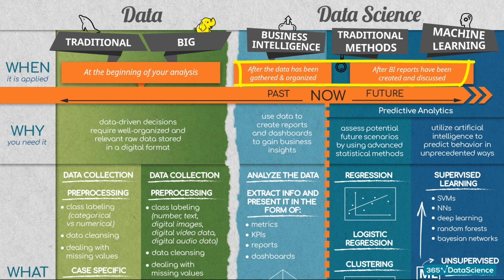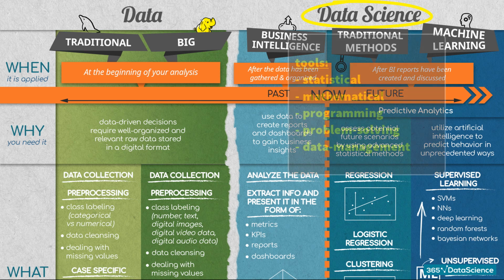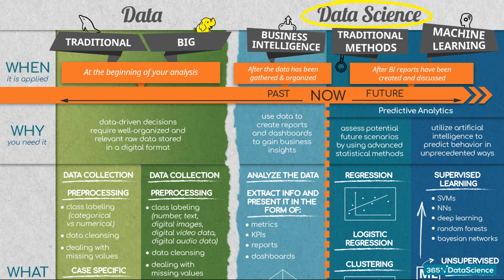So, when you have gathered and organized all the data, it's time to get your hands dirty with data science and analytics. Data science is a broad subject. It's an interdisciplinary field that combines statistical, mathematical, programming, problem solving, and data management tools. So, as any good data scientist would say, let's segment the process further. In our infographic, we have divided data science into 3 segments: business intelligence, traditional methods, and machine learning.